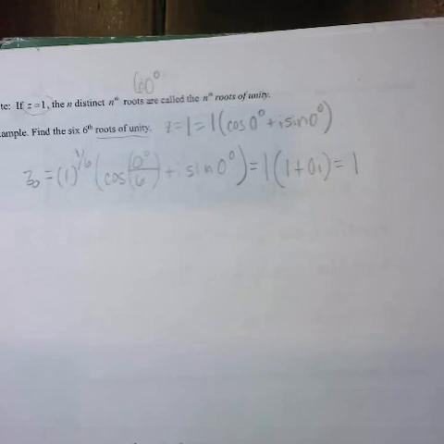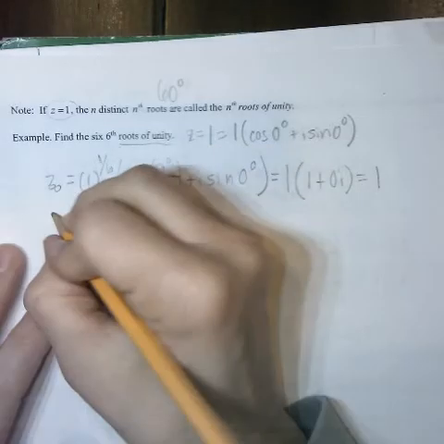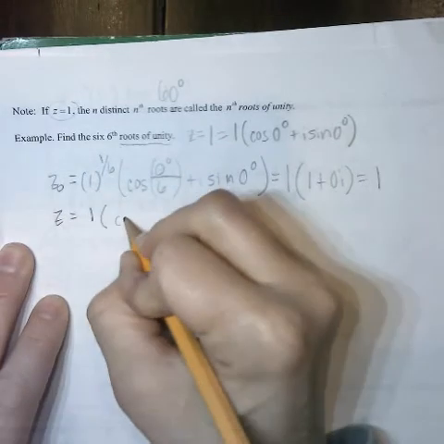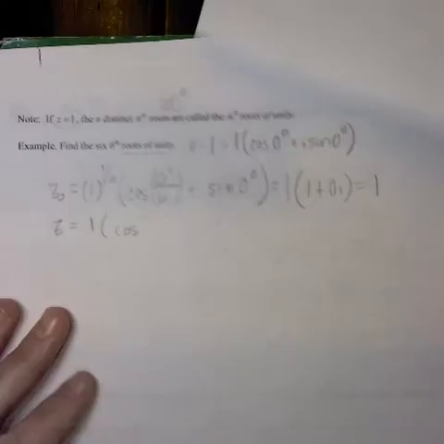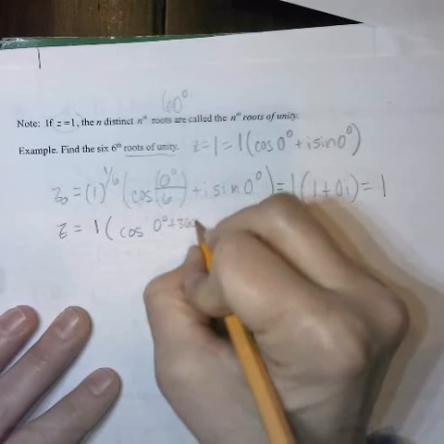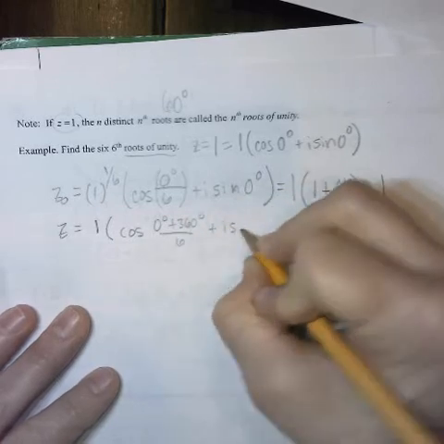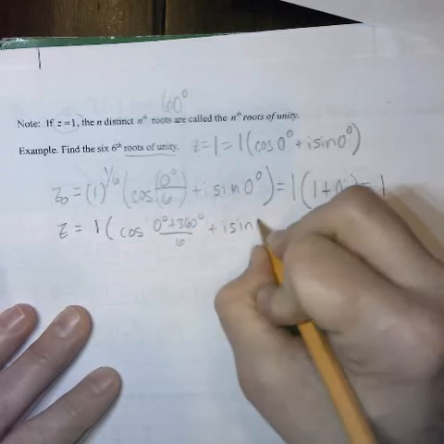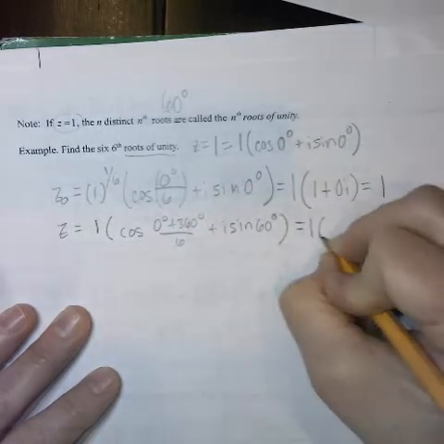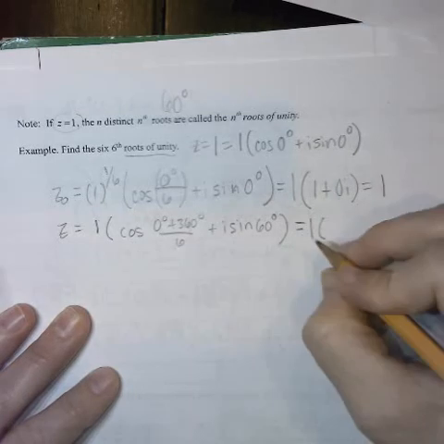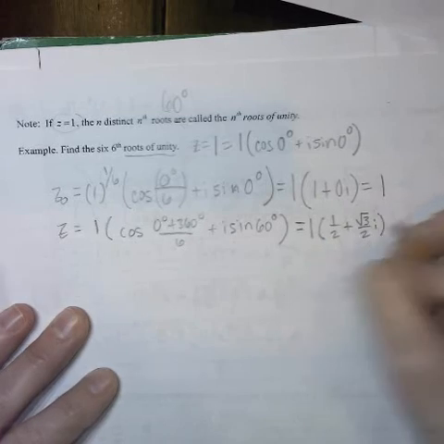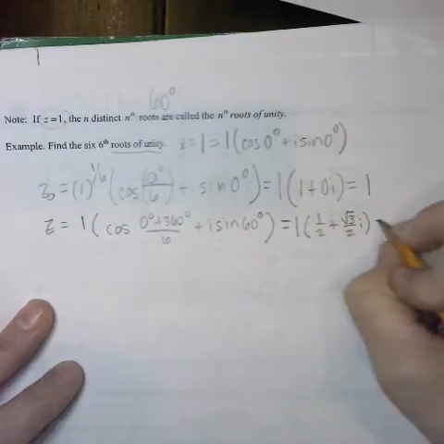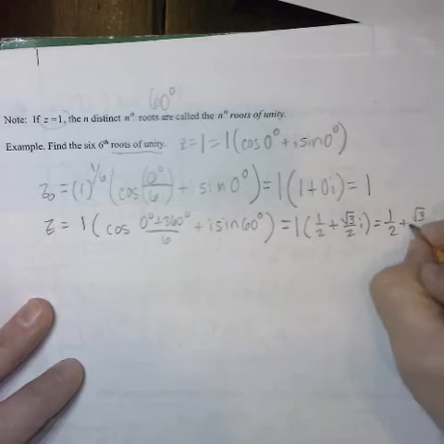Now our next root. Again, the 1 to the 6, we already got all of that, so I'm just going to put 1 there. In the theorem, it says take 0 degrees plus 360 and divide by 6. But notice that's equal to 60 degrees that we talked about. So we get 1 times the cosine of 60 degrees is 1/2, and the sine of 60 degrees is the square root of 3 over 2. And so that's actually the answer: 1/2 plus square root of 3 over 2 i, since we're multiplying by 1.